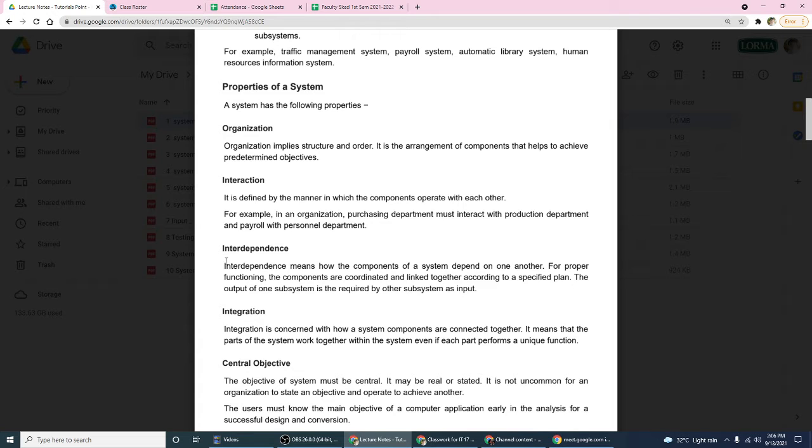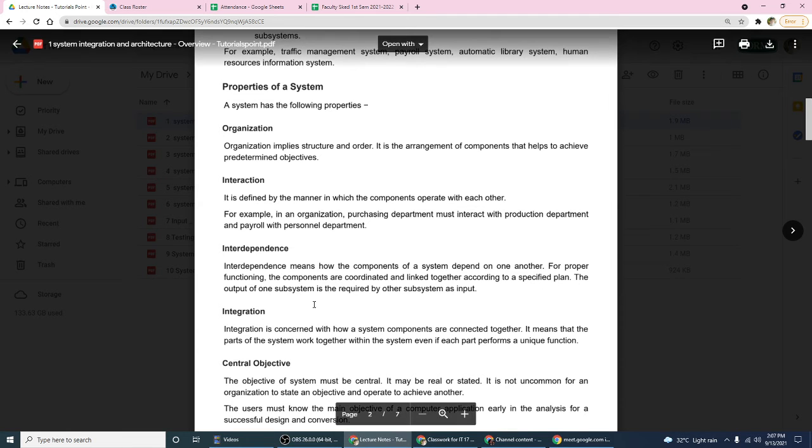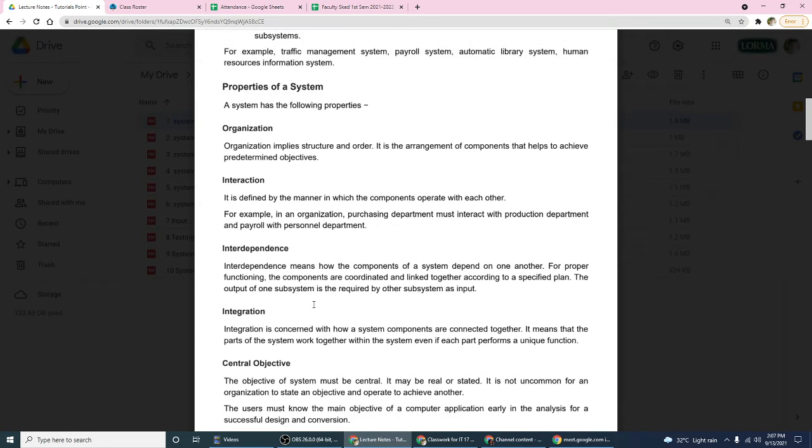And then we have the interdependence. Interdependence means how the components of a system depend on one another for proper functioning. The components are coordinated and linked together according to a specified plan. The output of one subsystem is required by other subsystems as input.